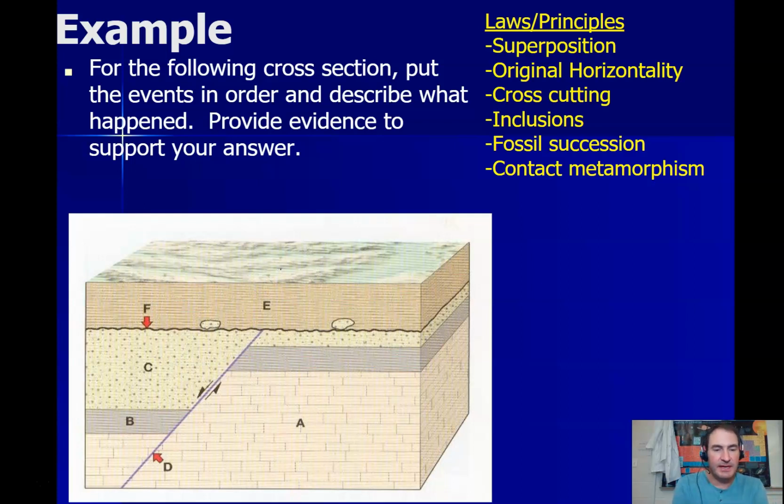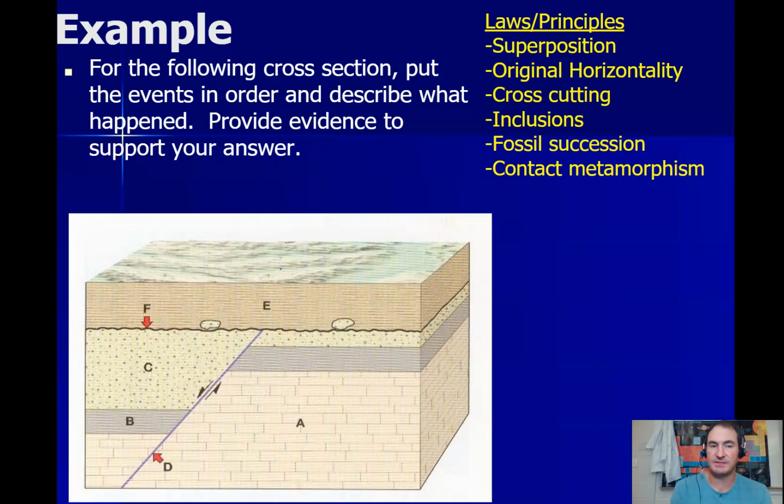Well, A, B, and C are the oldest layers, right? They're underneath. A would be at the bottom, B is next, and C is next. Which principle did I just use to layer those and say A came first, and then B is not as old, it's younger, and then C is the youngest of those three rocks?